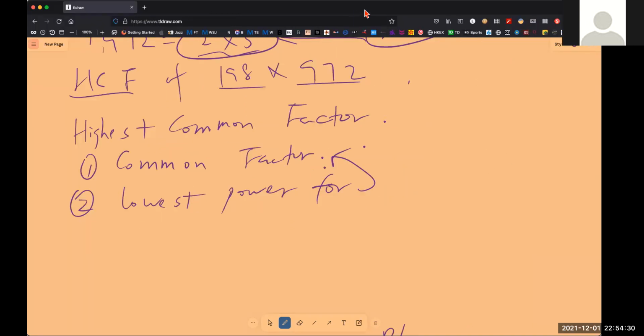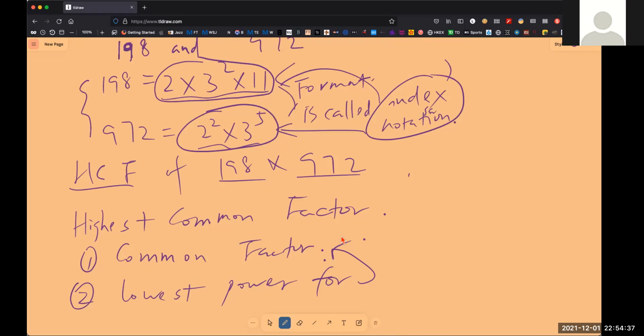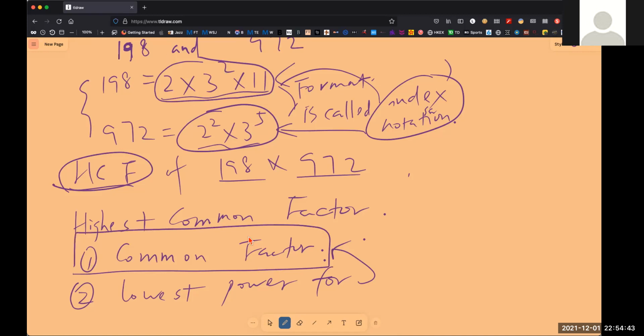If you look at the question given, it's very easy for you to find the highest common factor. The first requirement must be common factor. Ask yourself, here and here, can you see they both have a 2, right? Good. So common factor 2.